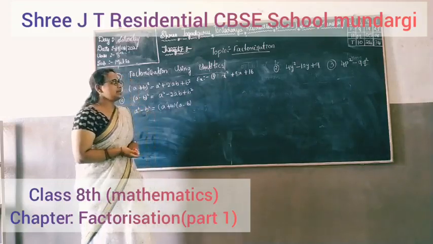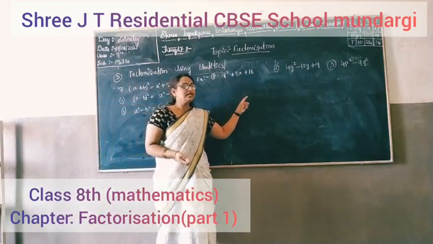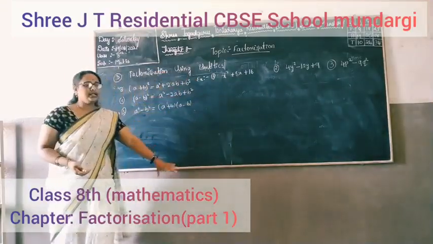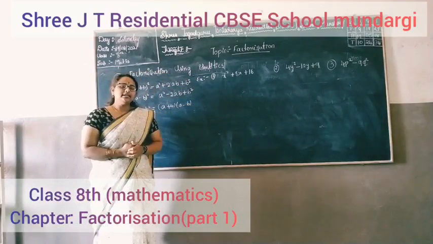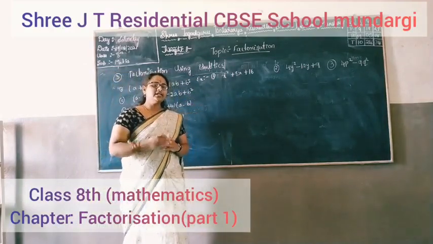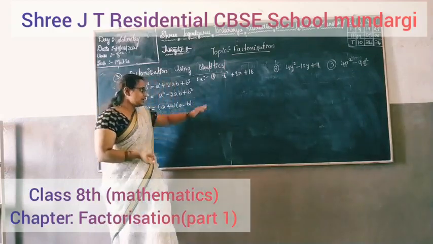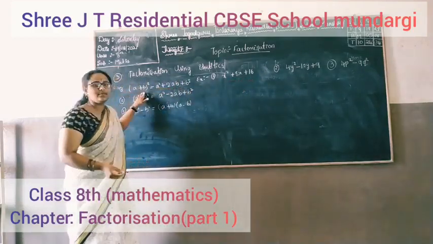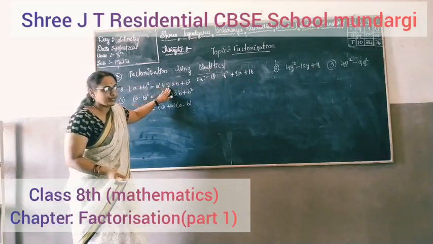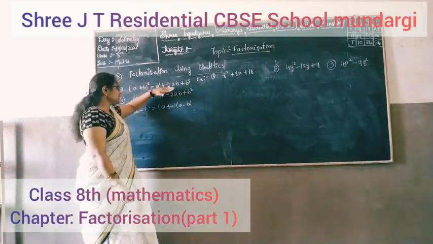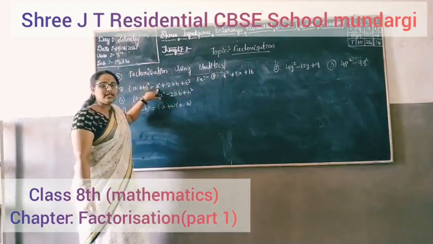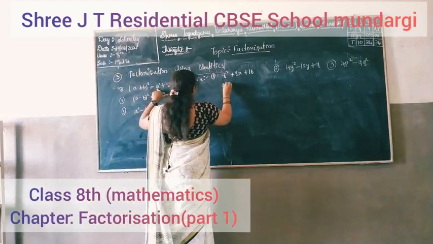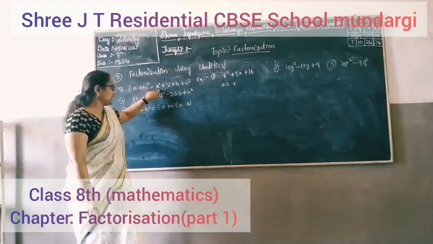Next, we have to use these three identities to solve the sums in the examples. So first I will take an example: x square plus 8x plus 16. You have to find which identity it is using. See here, it is in the form of the first one. The first identity is a plus b whole square is equal to a square plus 2ab plus b square. So using this first identity, here x square is there, so I will take a is x.